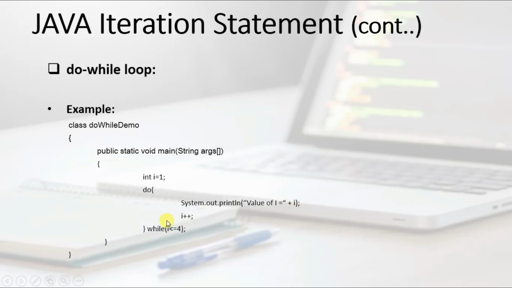Now the condition is going to be checked. Means the do block is executed once, with the output on the screen. Means one time the output will be value of i is equal to 1, whether the condition is true or false. Now check the condition: while i is less than or equal to 4. Now for the incremented value i is equal to 2. Now 2 is less than or equal to 4, the condition is true. Means again it is going to execute the do block. In the do block the output will be System.out.println and value of i is equal to plus i. Means the output will be value of i is equal to 2.